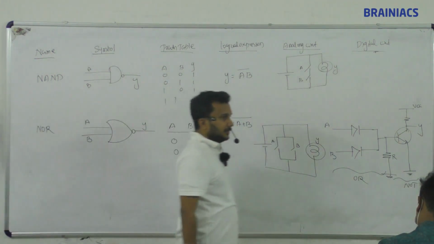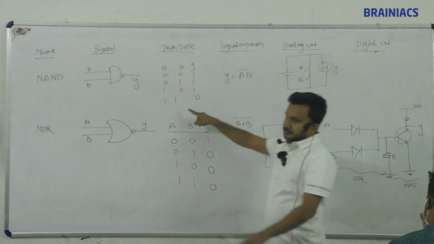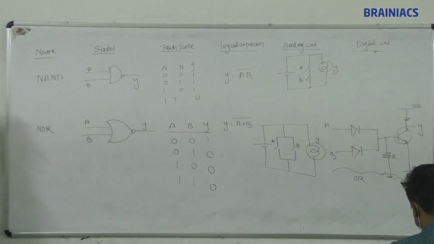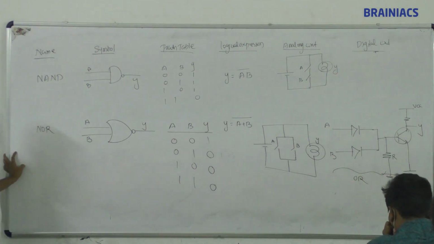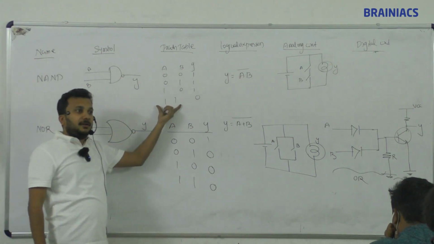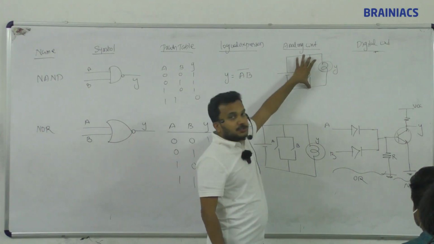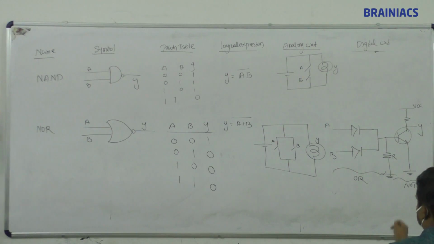Analog circuit correct? NAND gate? Correct. Because if both are opened, or any one opened, the bulb will glow. If both are closed, means 1 1, short circuited, Y equal to 0. No, the bulb will not glow, right?